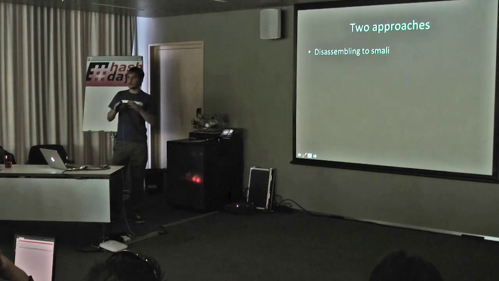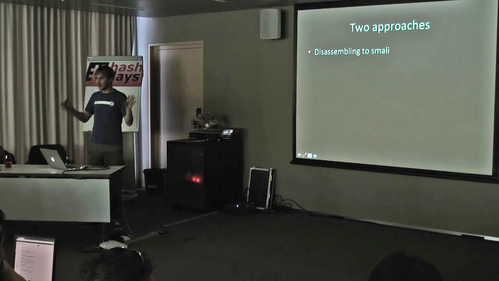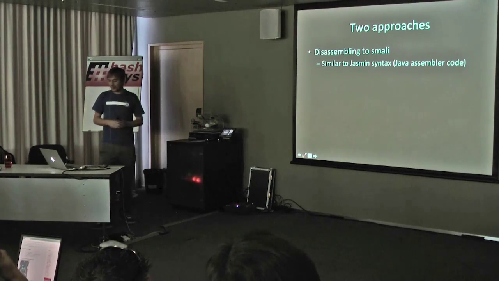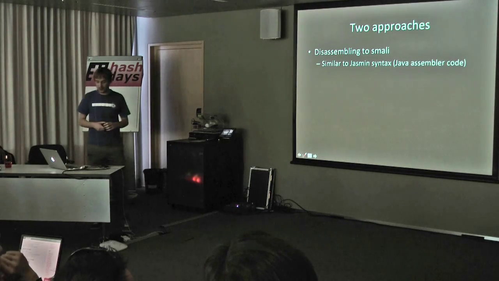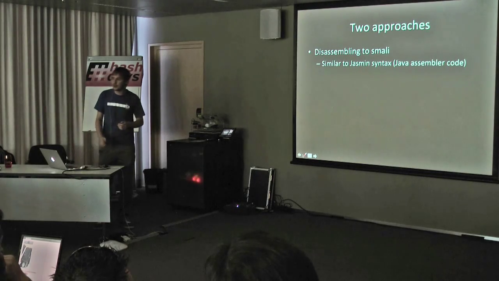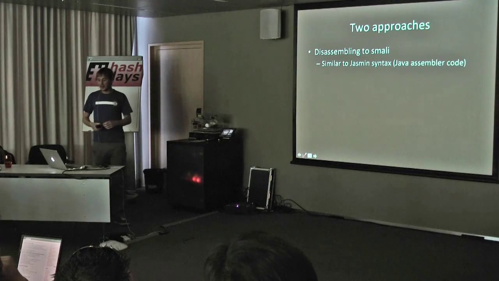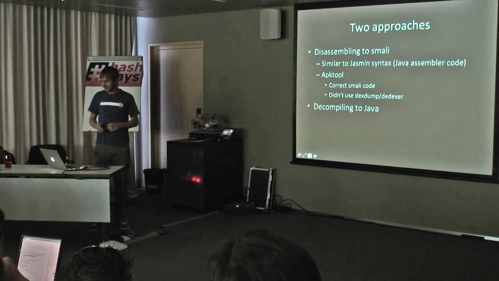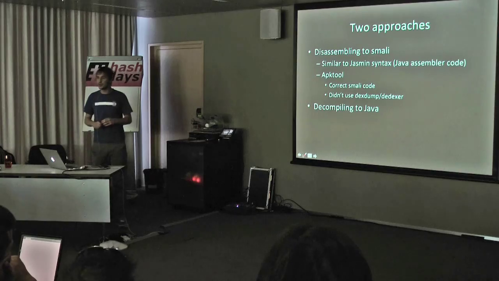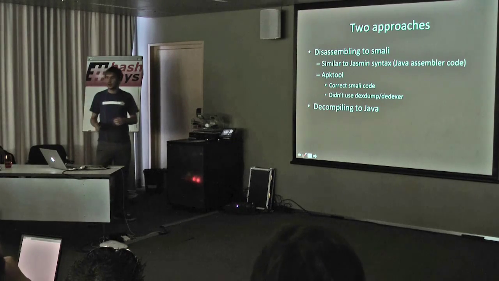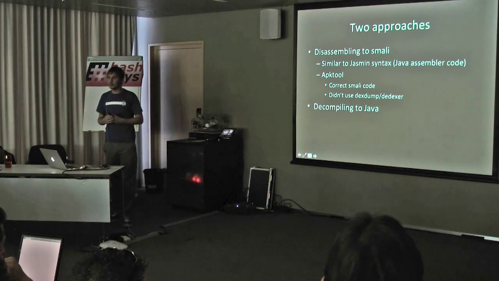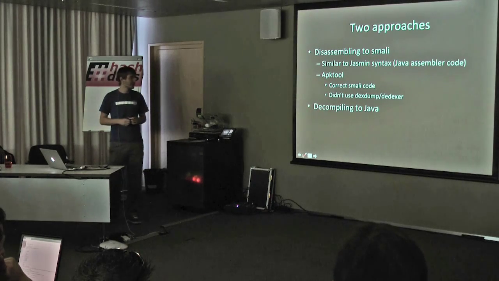So we have basically two approaches if you want to decompile and disassemble. Disassembling is done with Smali code. Smali is similar to Jasmin syntax. Jasmin, I hope somebody knows it, is a Java assembler. It's like assembler code for Java, and Smali is very similar to it. I use the APK tool just because it produces correct Smali code, so you can reuse it, you can recompile it, and it will work. I haven't used dexdump or dedexer, which basically do the same, but APK tool was reliable enough.